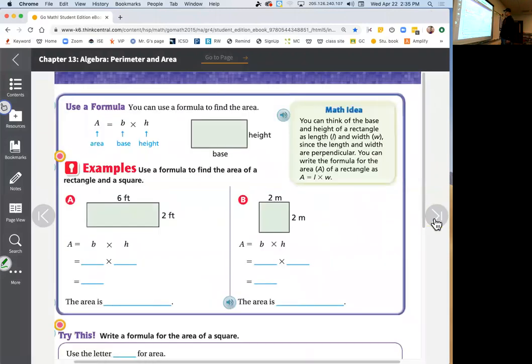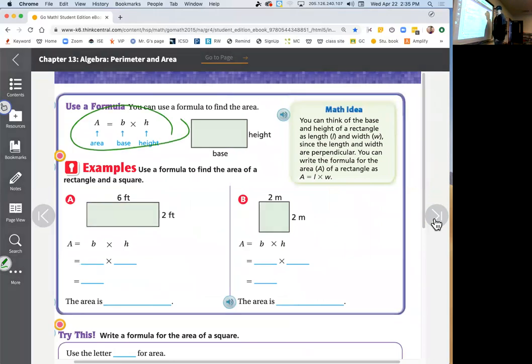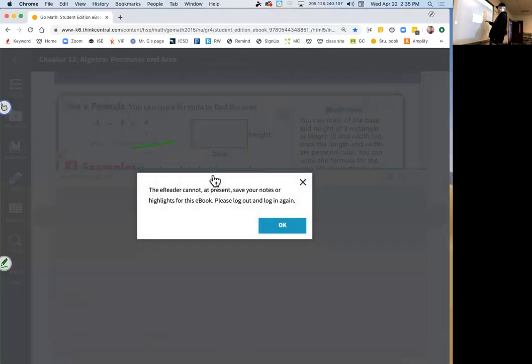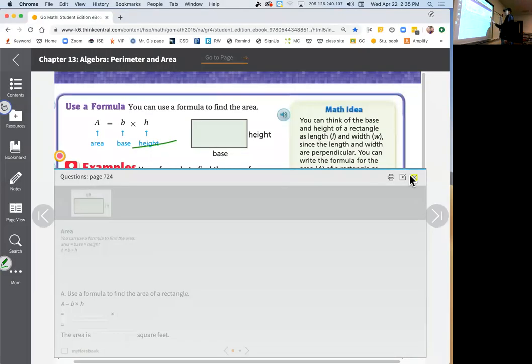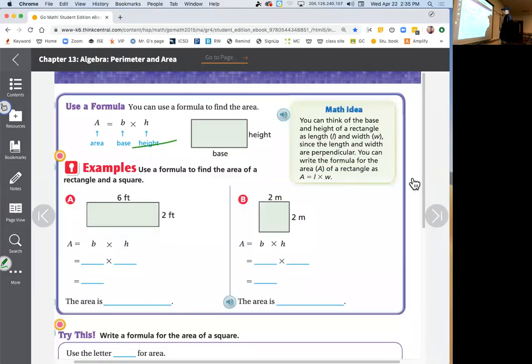Okay, next page. So if you wanted to write it the other way, you go area equals base times height. Okay, so let's look at A.